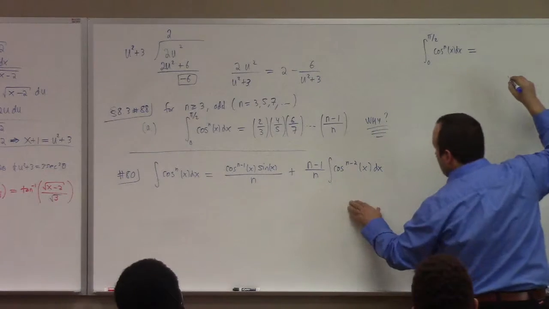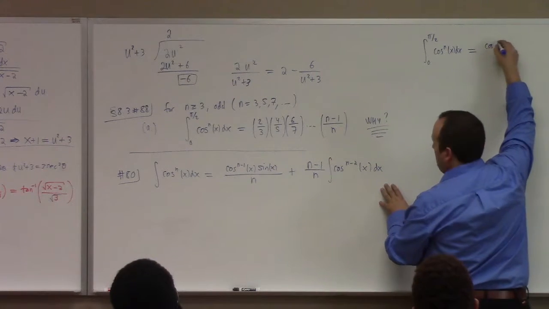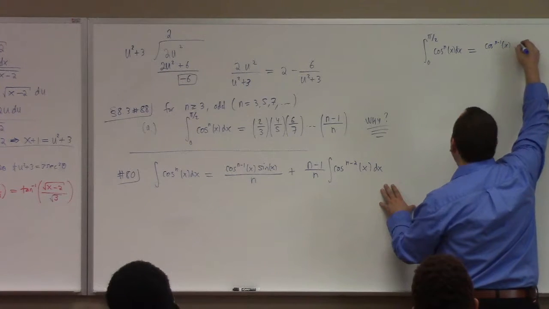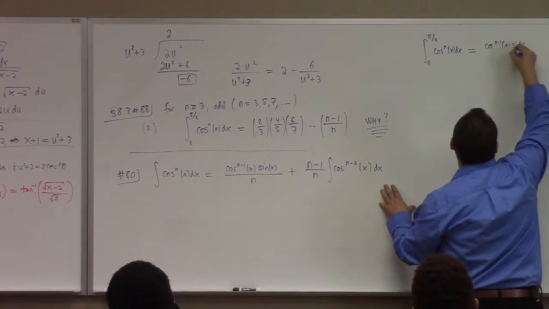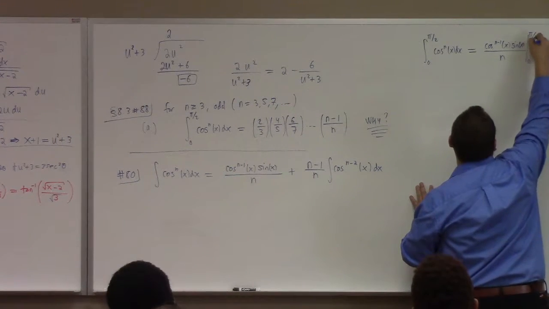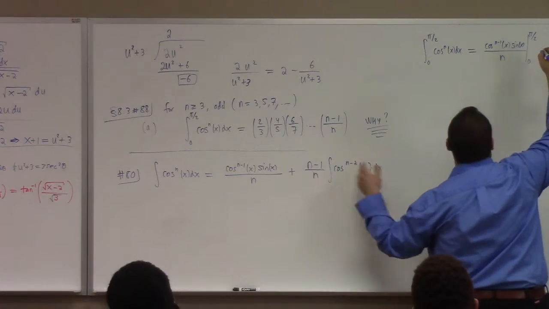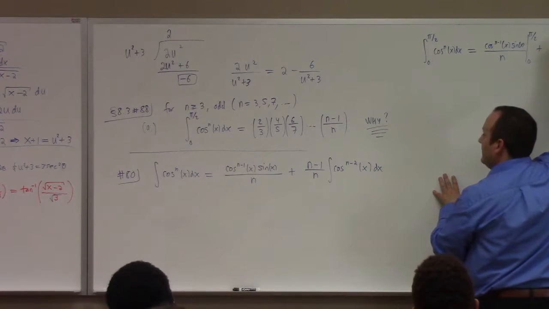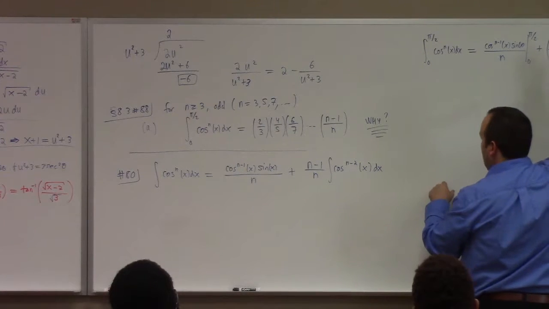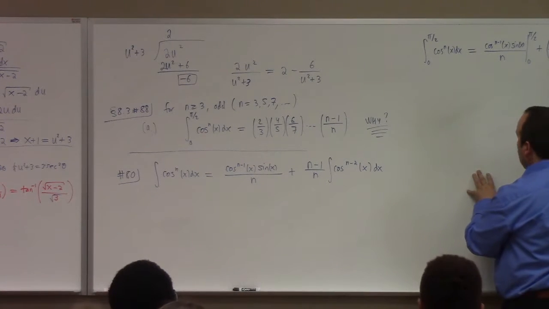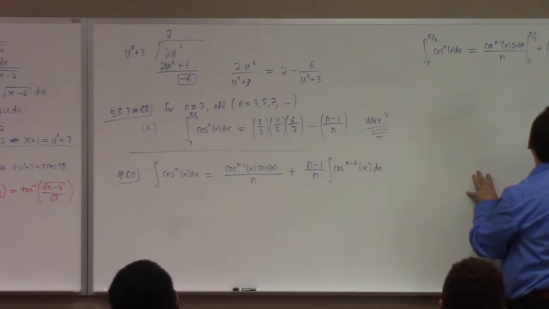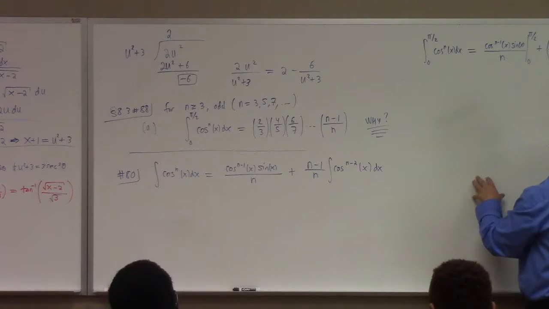this. So we've got cosine^(n-1) of x times sine of x, divided by n. We have to evaluate from 0 to pi over 2, right? Definite integral. And then what? Plus (n-1)/n. Look at that. That familiar? That factor look like anything we're looking for? Surely does, doesn't it? And cosine^(n-2) of x dx.